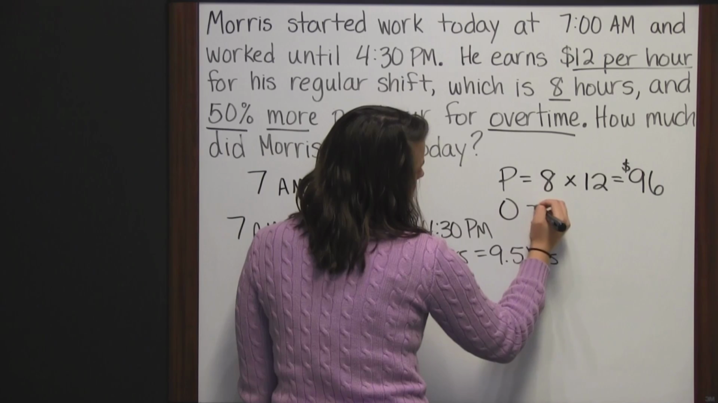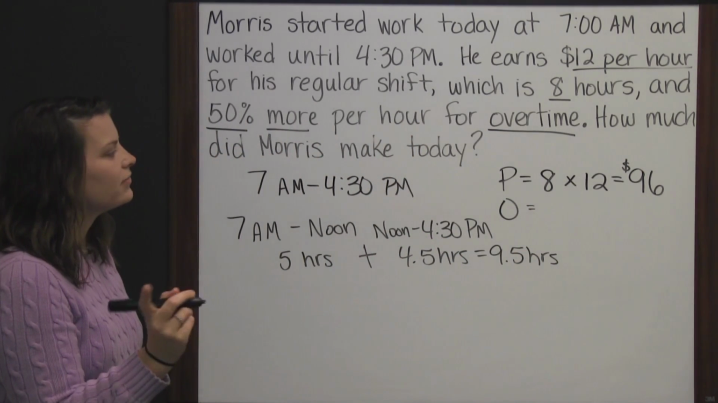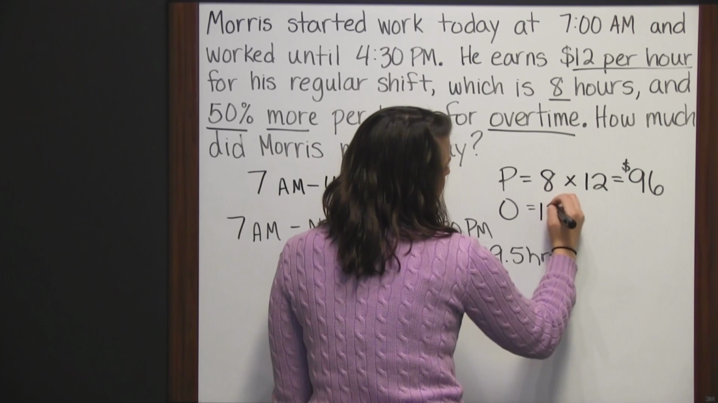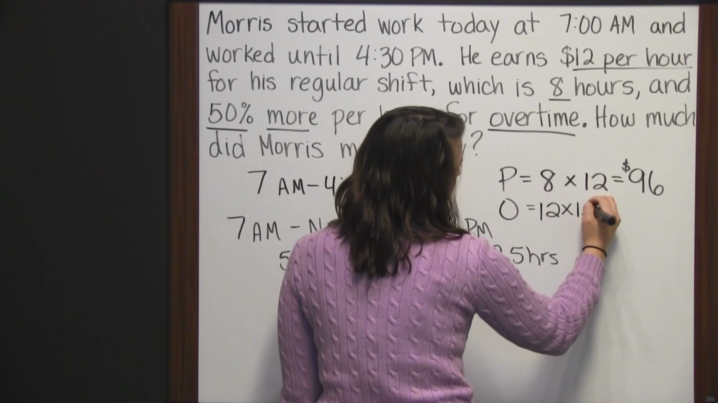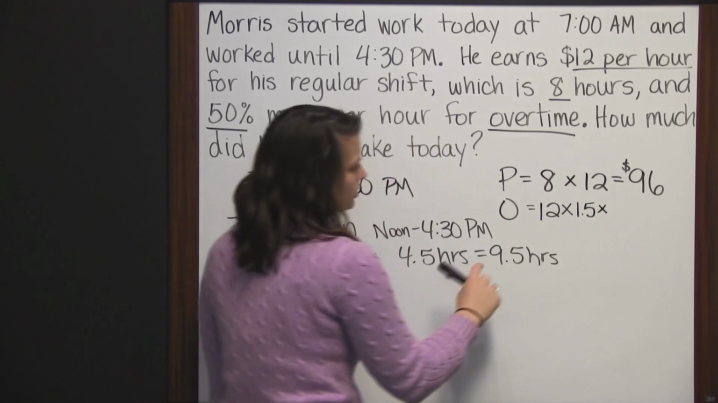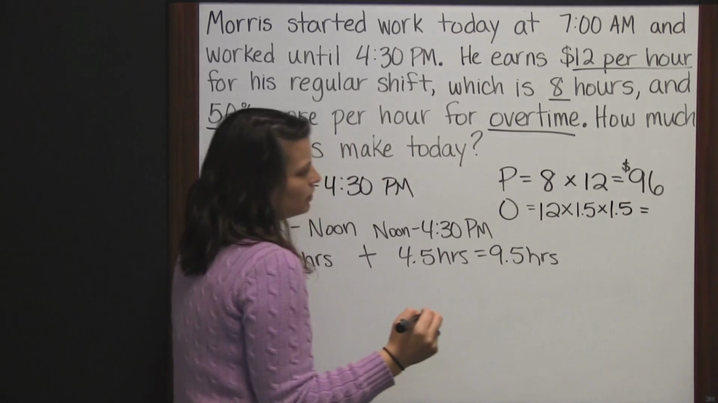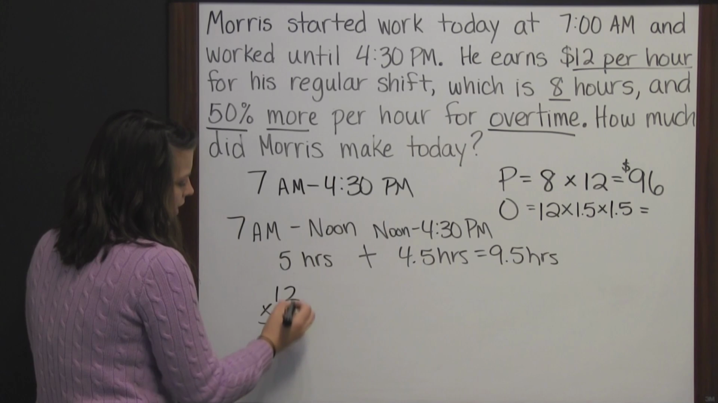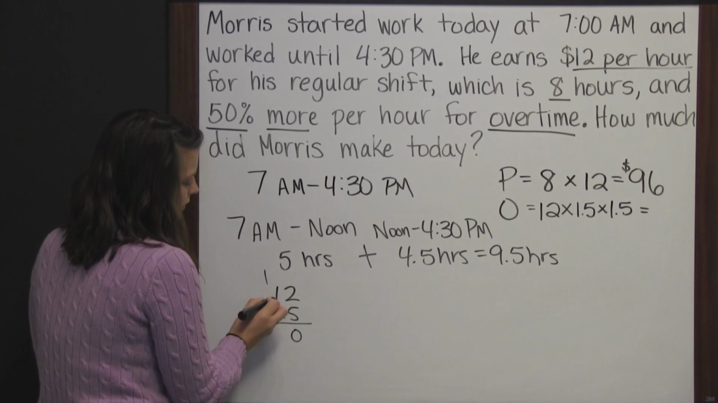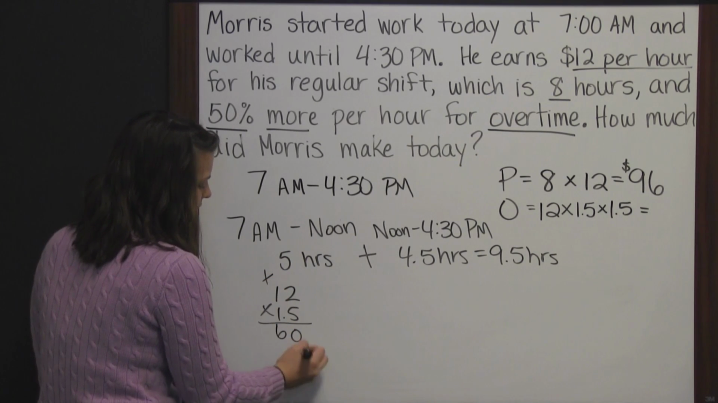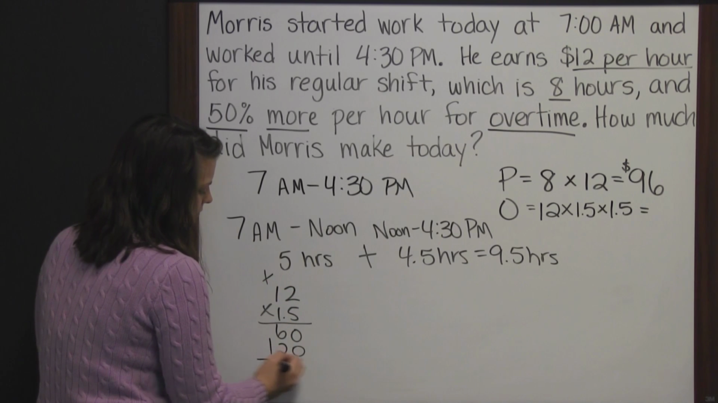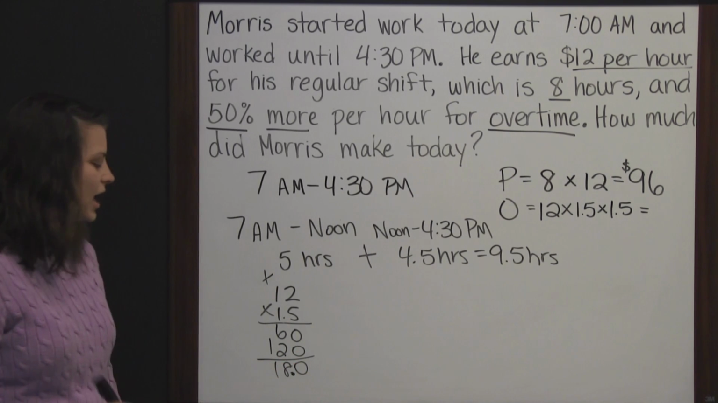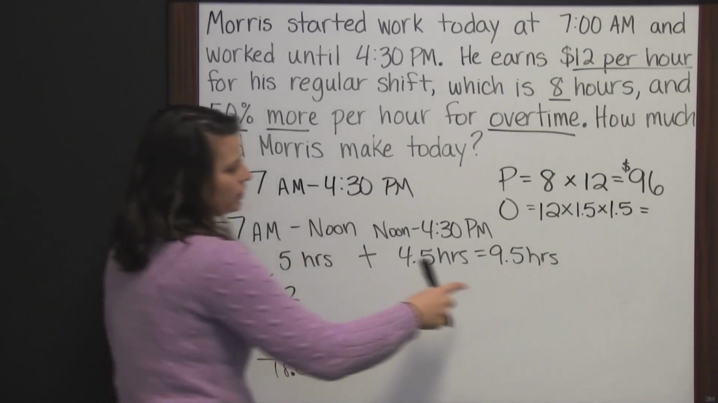But then for overtime, he makes 1.5 times as much as he made for his regular shift. So 12 times 50% more, which would be 1.5, times he worked that for 1.5 hours. So first I'm going to multiply 12 times 1.5. 5 times 2 is 10, carry the 1. 5 times 1 is 5, plus 1 is 6. Put a 0 placeholder. 1 times 2 is 2. 1 times 1 is 1. So we add this together and we get 180, but there's one number behind the decimal. So that means that he was making $18 an hour for that 1.5 hours that he worked overtime.